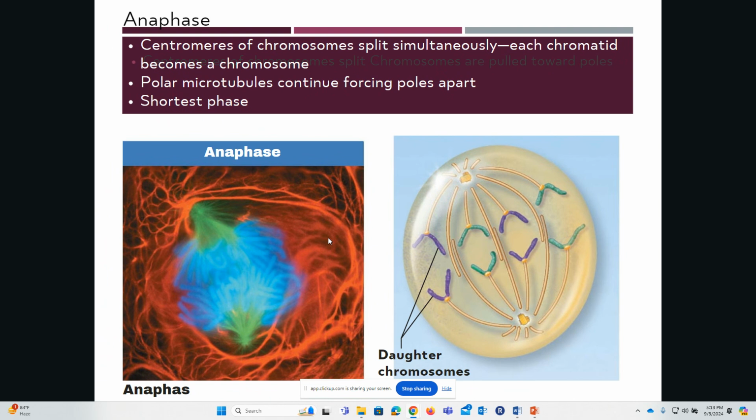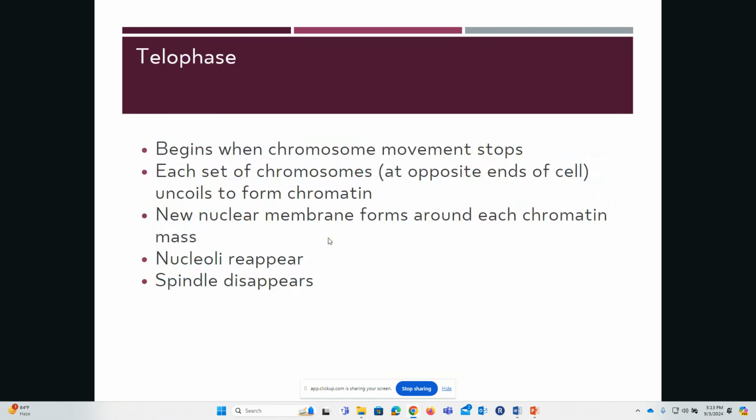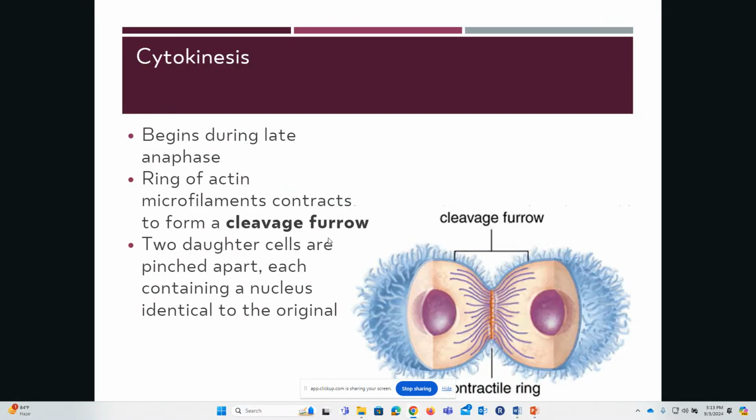Almost as soon as the chromosomes stop moving to opposite sides of the cell, we have telophase, which will begin separating the cells into two. It's basically the complete opposite of prophase. So we're going to see chromatin return, the spindle fibers disappear, the nuclear membrane come back. And in telophase, cytokinesis begins. It sometimes begins during late anaphase, but definitely has started by telophase.